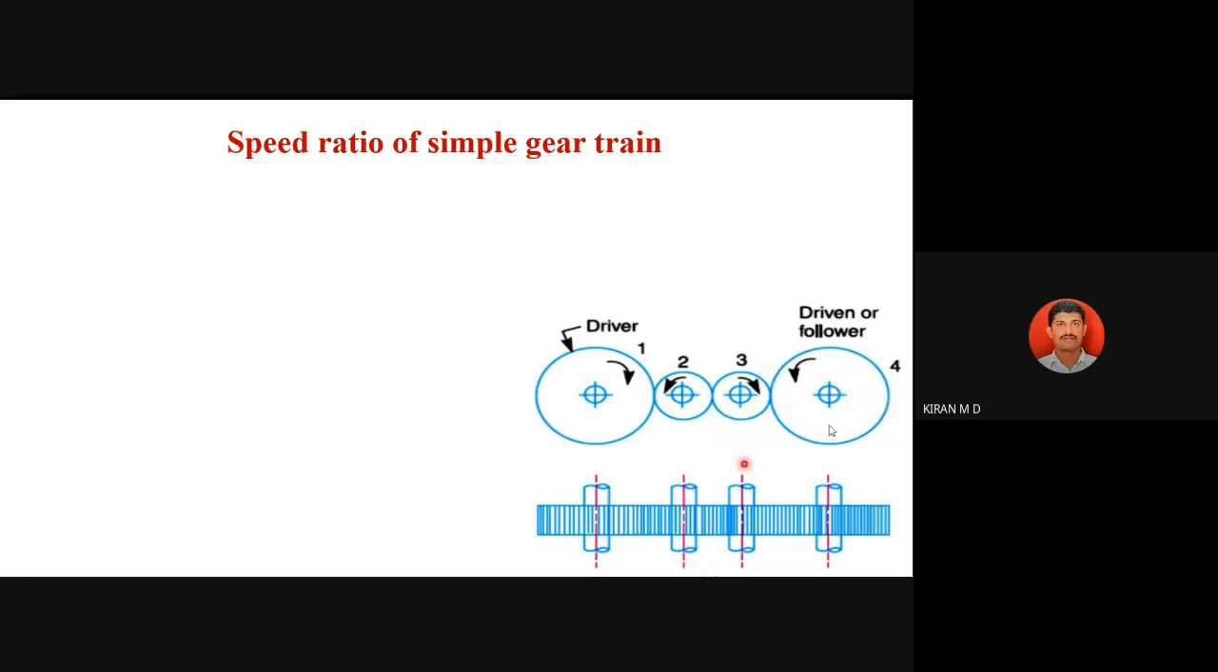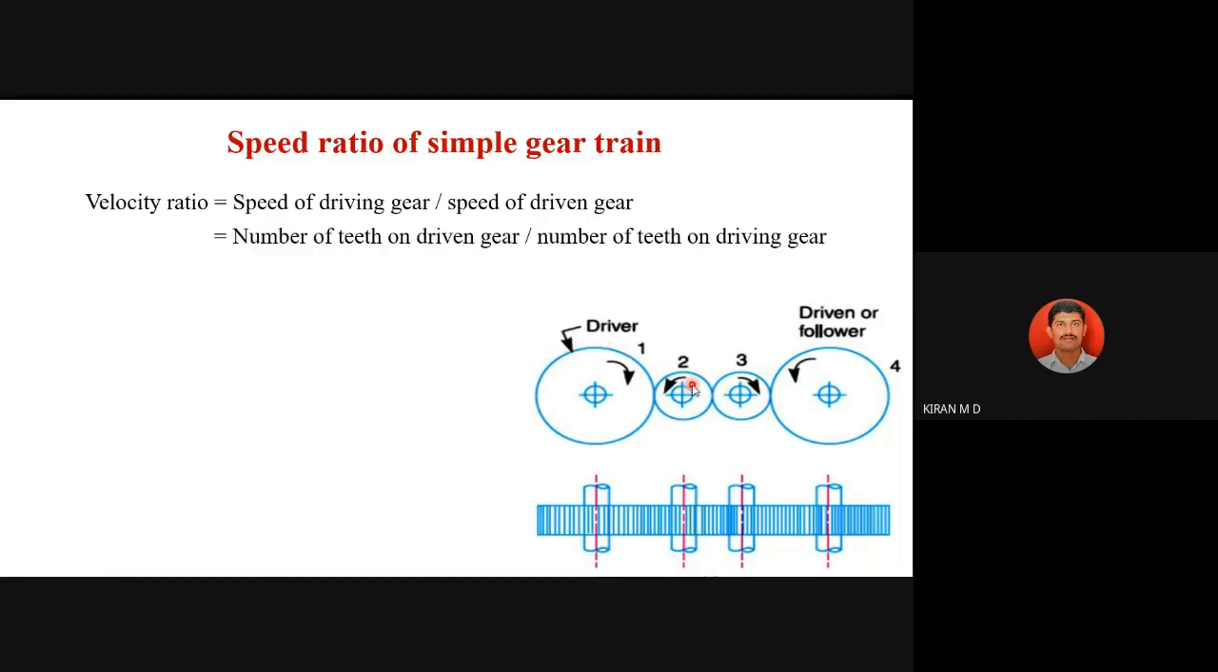Keep this in mind. Now, to find the velocity ratio: first gear 1 will drive gear 2, gear 2 will drive gear 3, gear 3 will drive gear 4. We know that velocity ratio or speed ratio is equal to speed of driving gear divided by speed of driven gear, or number of teeth on driven gear divided by number of teeth on driving gear.